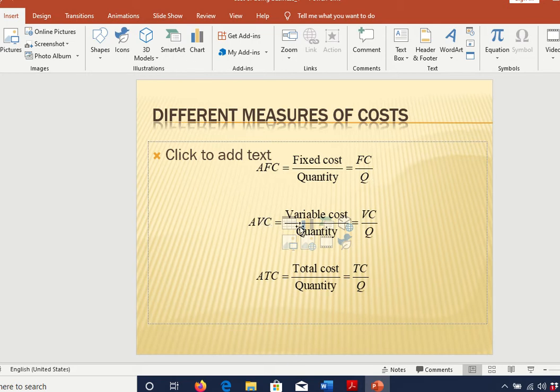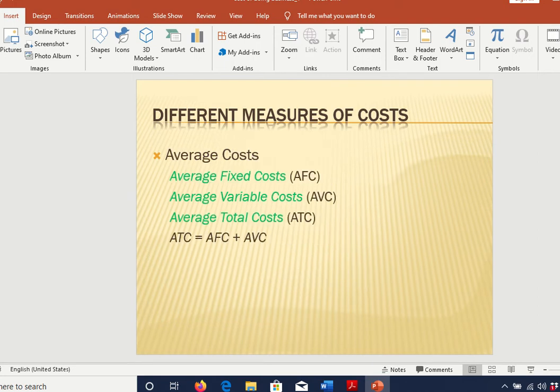Average variable cost is the total variable cost divided by the quantity of output, and then the average total cost. Sometimes we use ATC, sometimes we simply use AC. It is the total cost divided by the quantity of output. An alternative way to find the average total cost is to sum up the average fixed cost and average variable cost. That will give you the average total cost.